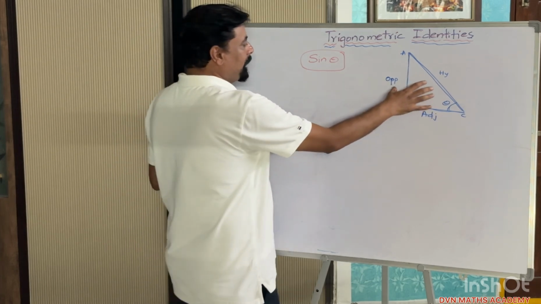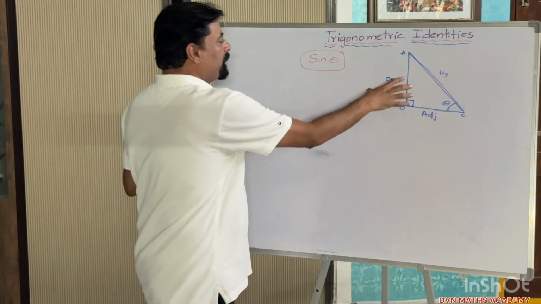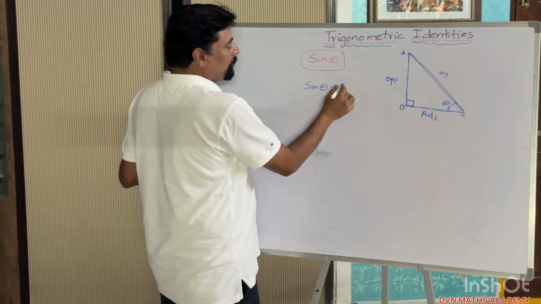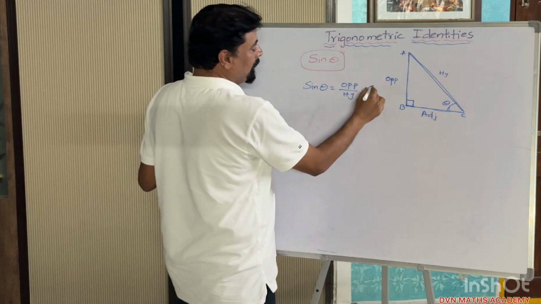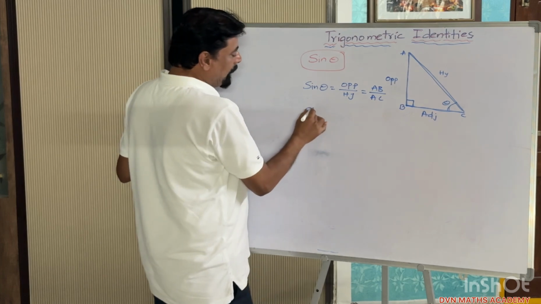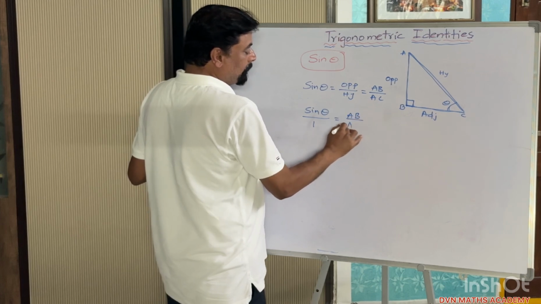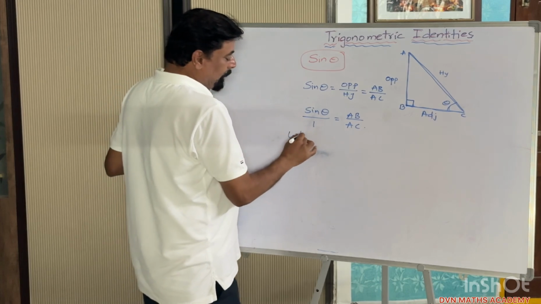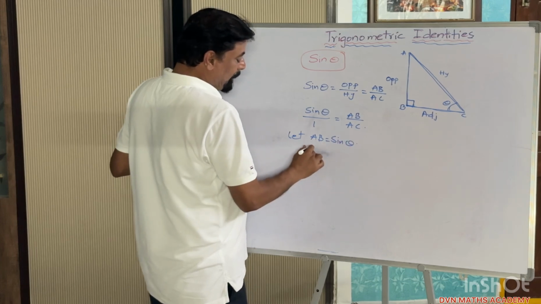For example, this is my triangle. Now I want to convert all trigonometric ratios in sine terms. According to my figure, you know that sine theta is equal to opposite by hypotenuse. Opposite is AB and hypotenuse is AC. Now sine theta by 1 is equal to AB by AC. Let AB be equal to sine theta and AC be equal to 1.